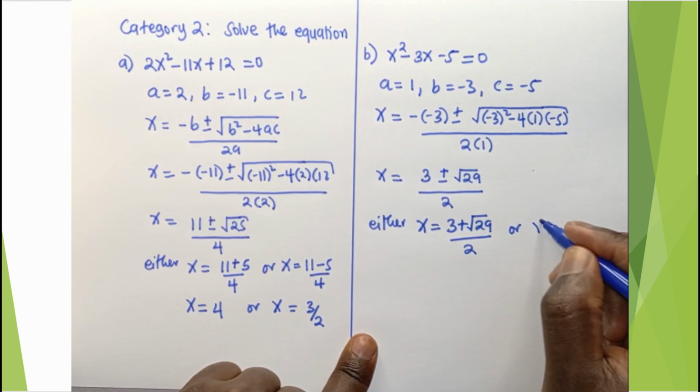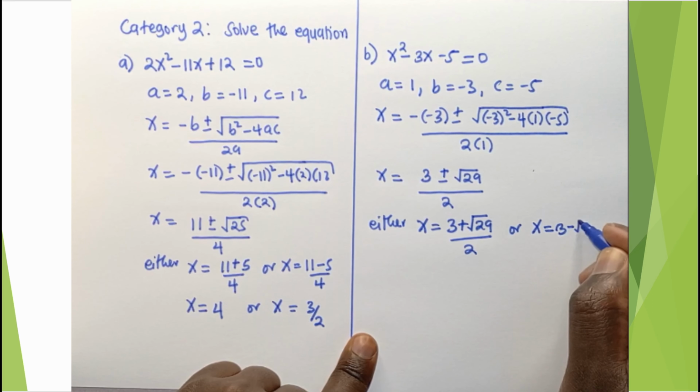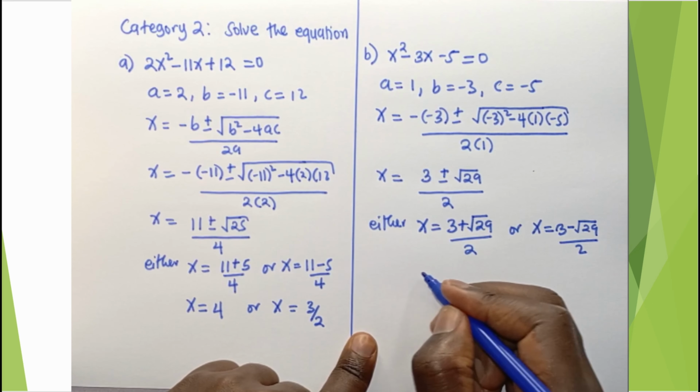So we have two values of x: 3 plus root of 29 over 2, and 3 minus root of 29 over 2.